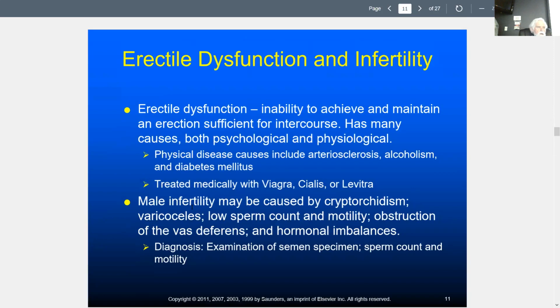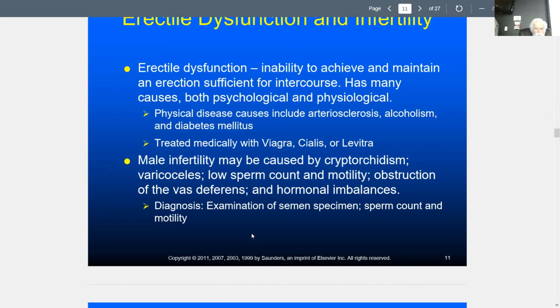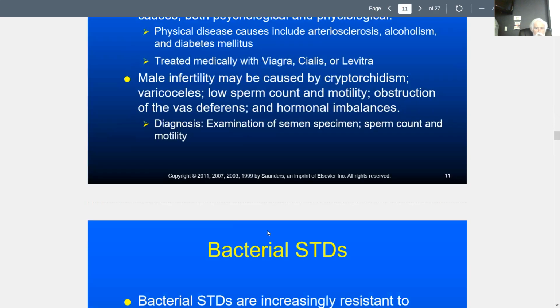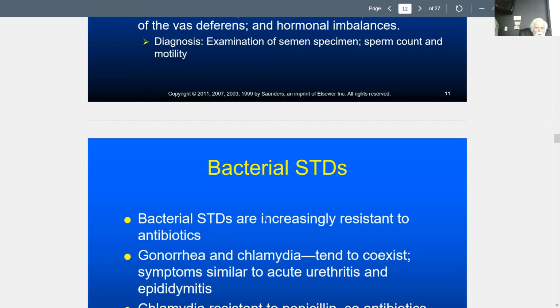Male infertility can come from a number of different things. There can be ED, erectile dysfunction. There can be psychological and physiological causes for that, and we have drugs that can help with that. Male infertility can result from a variety of different sources that either reduce sperm count or block the vas deferens. A lot of times it's from hormonal problems.